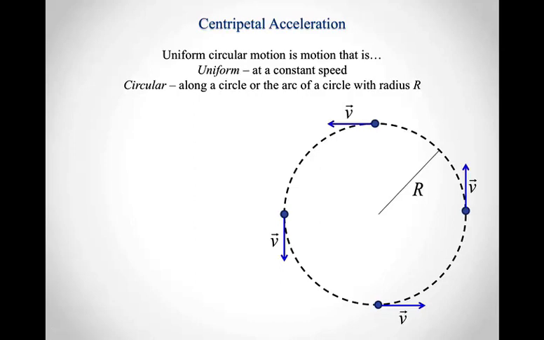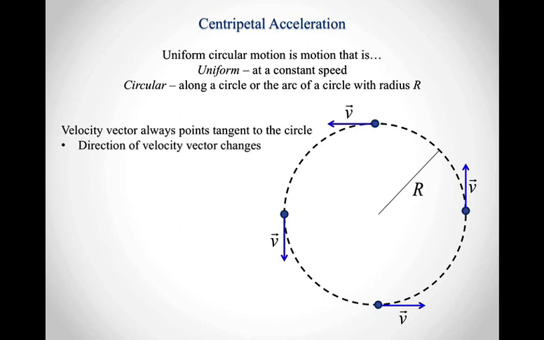So we described uniform circular motion as motion that is uniform, meaning at a constant speed, and circular, meaning that your object is moving along some circle. The thing we want to emphasize here is that your velocity vector's magnitude doesn't change, because that's what constant speed means, right? The magnitude of the velocity vector stays the same if your object's traveling at a constant speed, but its direction will change, because the velocity vector will always point tangent to the circle. As your object moves along the circle, the velocity vector changes its direction.